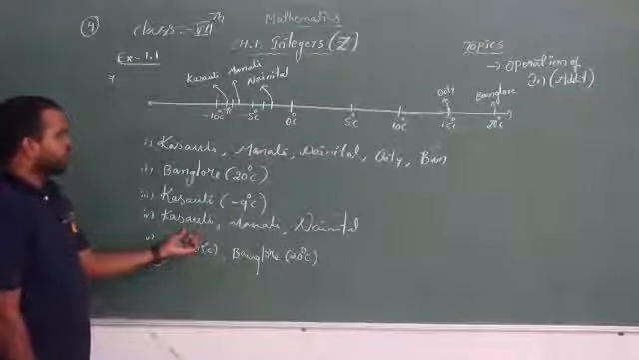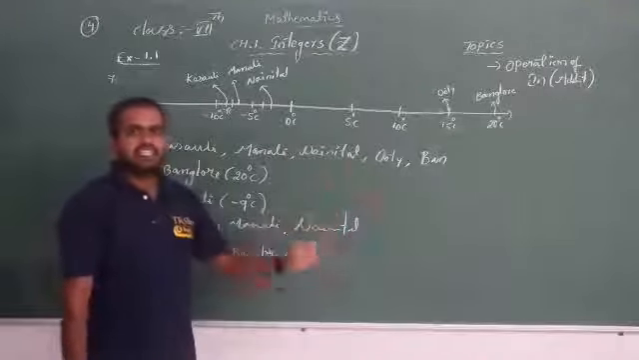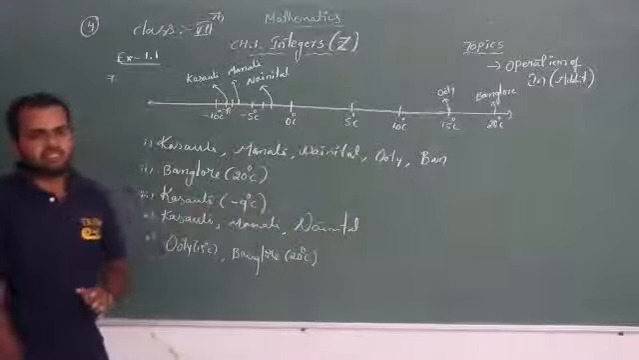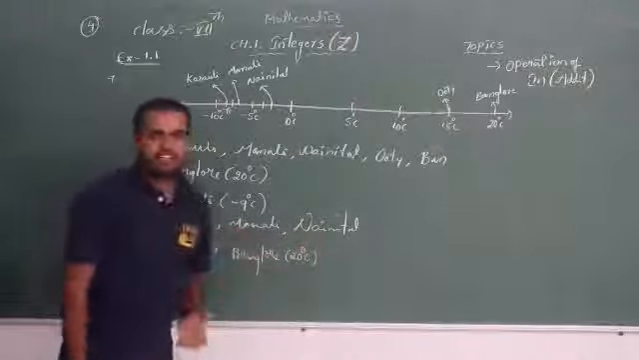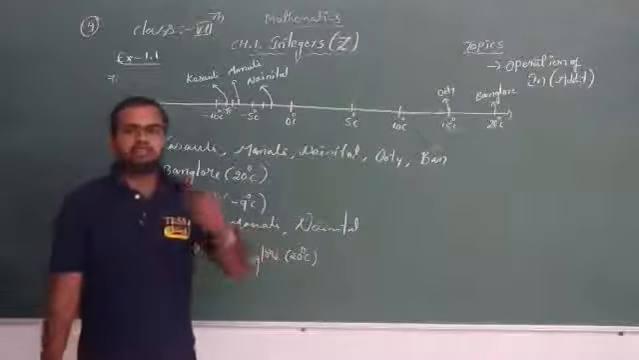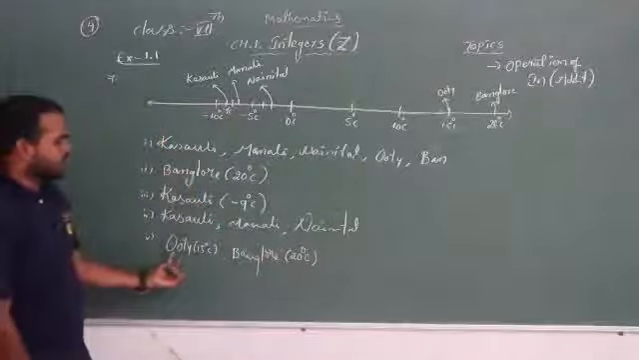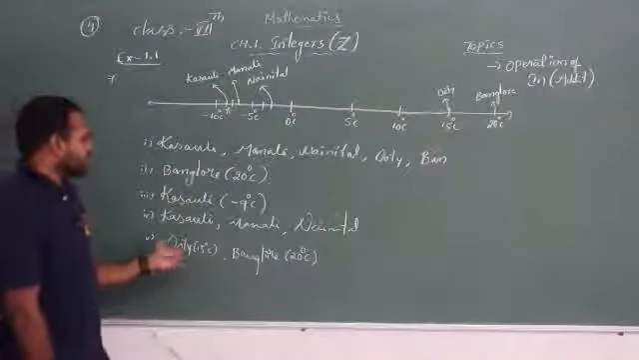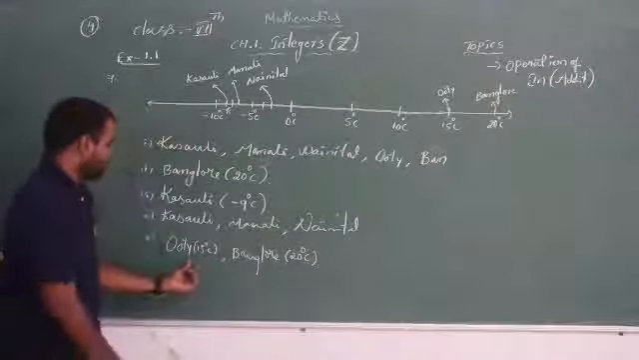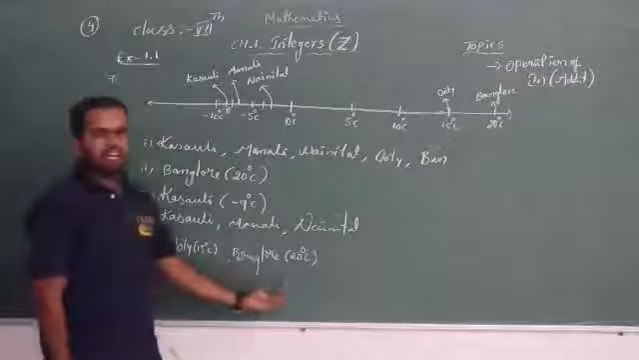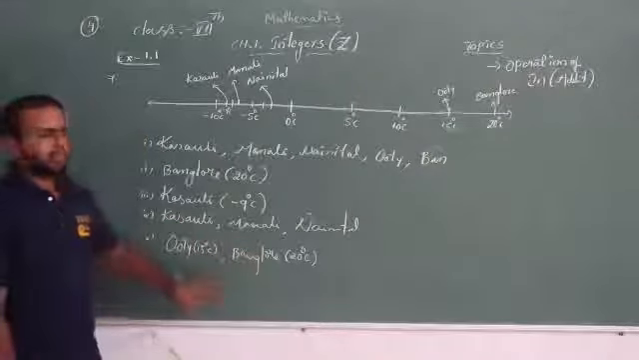What about the next question? Which cities have a temperature less than 0 degrees Celsius? Kausali, Manali and Nainital. These 3 cities have a temperature less than 0 degrees Celsius. And the next question asks which cities have more than 0 degrees Celsius. Ooty and Bangalore have more than 0 degrees Celsius temperature.